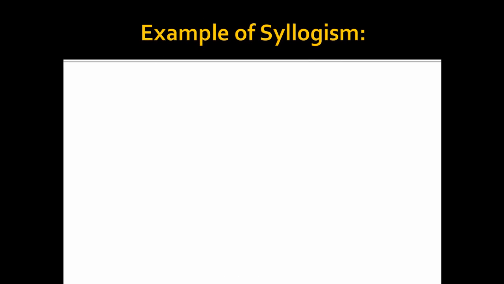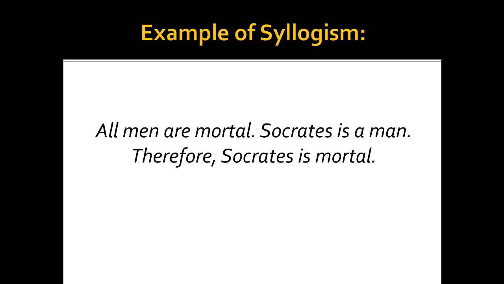Remember that Socrates example I showed you in the last lecture? All men are mortal. Socrates is a man. Therefore, Socrates is mortal. Take a moment to identify the premises and the conclusion. So, what are the 2 premises in this statement? As a matter of fact, what is the major premise and what's the minor premise? What is the conclusion?